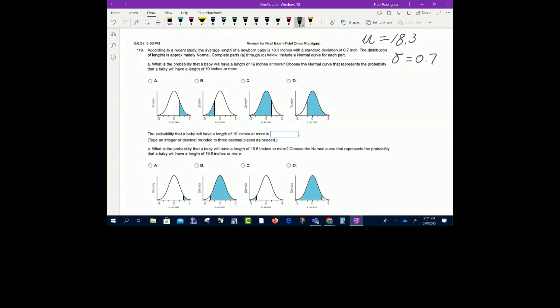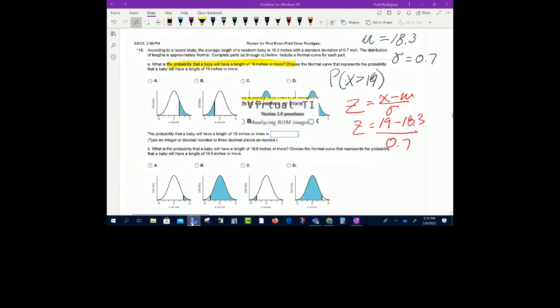So look, y'all, part A says, what is the probability that a baby is going to have a length of 19 inches or more? So what we're looking for is the probability that X is bigger than 19. The first thing we want to do is convert this to a Z-score. If you remember, our formula for the Z-score was X minus mu over sigma. So our X here is 19 minus our mu, which is 18.3, and we're going to divide that by 0.7.